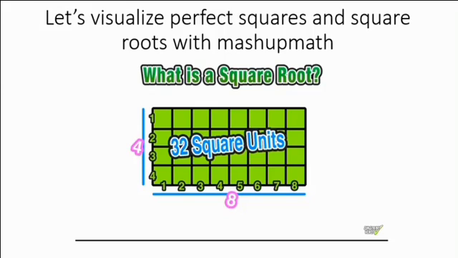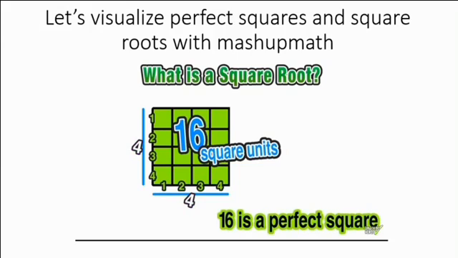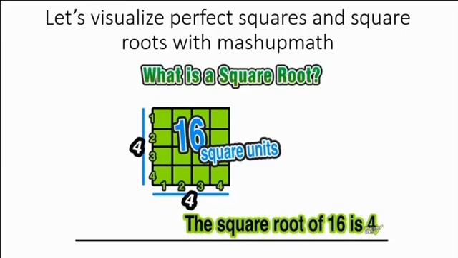So now let's look at what would happen if we cut this rectangle in half. So now instead of it being a 4 by 8 rectangle, it's a 4 by 4, which makes it a square since all the sides have the same length. The area of this square, 4 times 4, we know is equal to 16 square units. And this relationship allows us to say that 16 is a perfect square, and also that the square root of 16 is 4, since 4 squared equals 16.